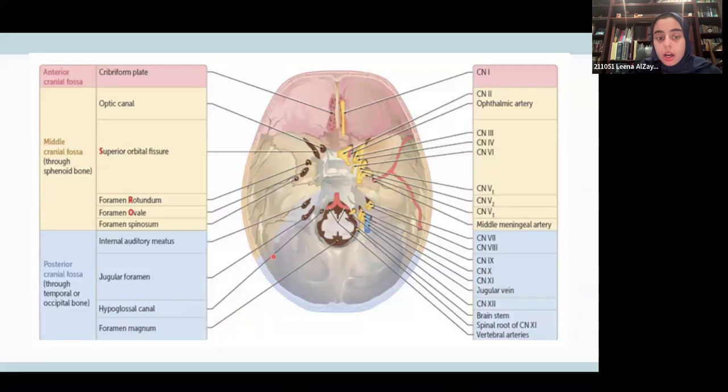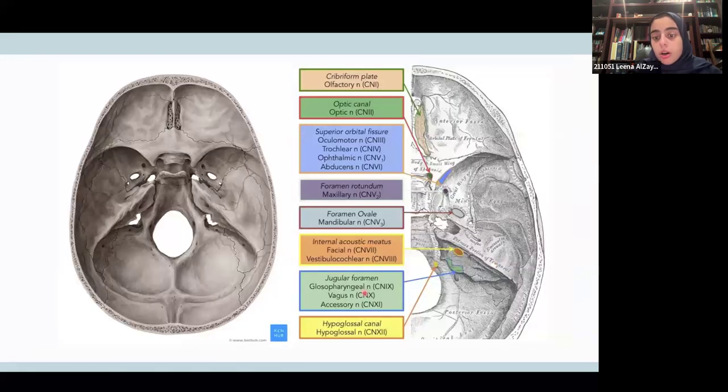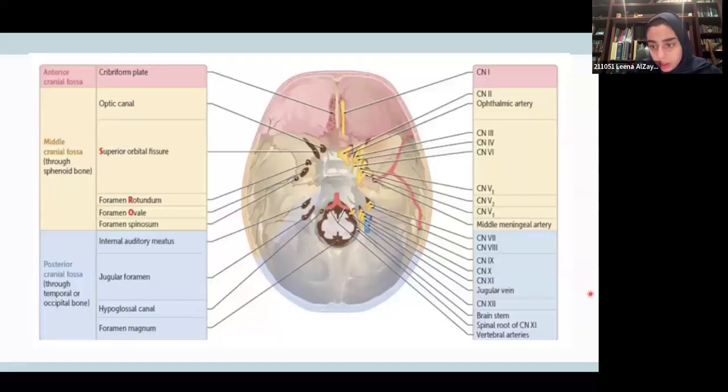And then we have the jugular foramen, which carries cranial nerve number 9, 10, 11, which is glossopharyngeal, vagus, and accessory. Okay. And then the jugular vein. Yeah, and the jugular vein. Then the one over here is the hypoglossal canal, which is for cranial nerve number 12, which is hypoglossal nerve.